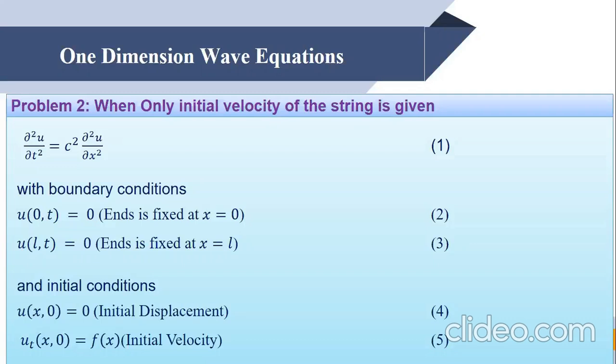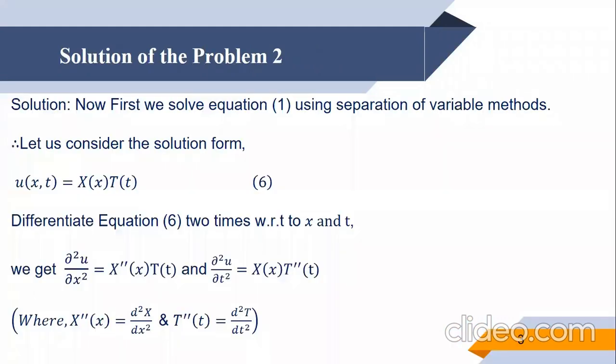So what is the difference between problem 1 and problem 2? The equation and the boundary conditions are similar, only the initial conditions are changed. In problem 1, the initial displacement is given where velocity is 0, and in problem 2, the initial displacement is 0 and velocity is given. So only the initial condition changes. The boundary conditions are the same in problem 1 and problem 2. Now we solve problem 2.